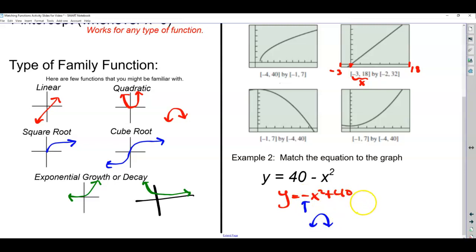But what would happen if I plug in x equals 0? If x is 0, my output is negative 40. There's my y-intercept. So I'm looking for a parabola that opens downward with a y-intercept, when x is 0, y is 40. So notice right here, this is the only function that's open downward of our four choices. Over 0, up 40. Why do I know that's 40? Because I'm reading the outputs in the graph. And really quick, you can identify that function.